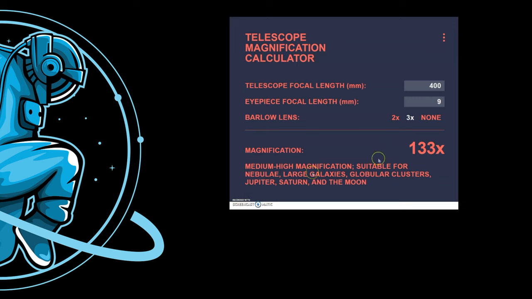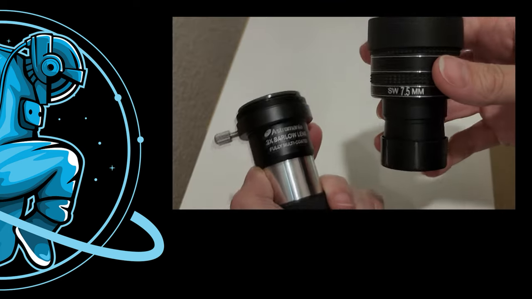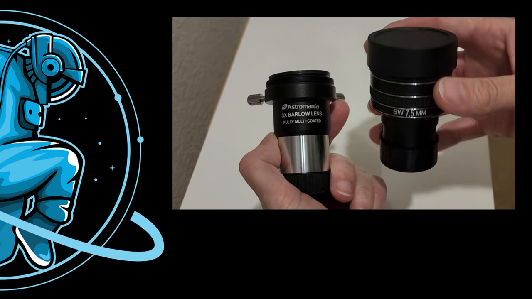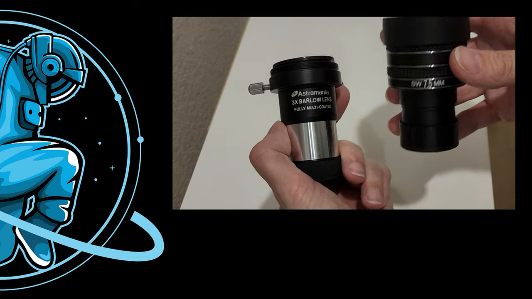It is important to note that the higher the magnification gets, the more the quality of what you are seeing degrades. The maximum magnification I have used with this telescope is 160x with a 3x Barlow and a 7.5mm eyepiece. I have only used this magnification to view the moon, and it looked amazing at 160x.